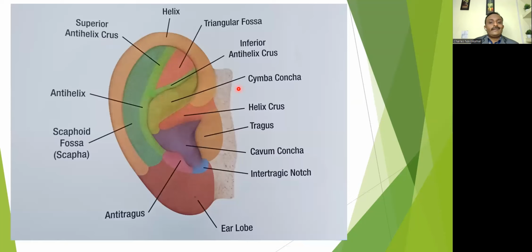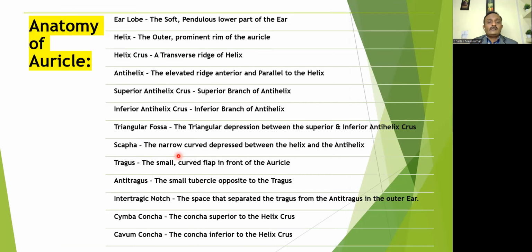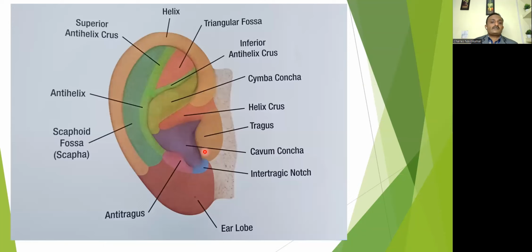So there are 13 important structures. The outer portion of the ear is separated into 13 parts, and we have seen all these parts in detail. You have to remember all these parts. You have to see this picture again and again, because when we start giving treatment, we will be telling you to needle here.